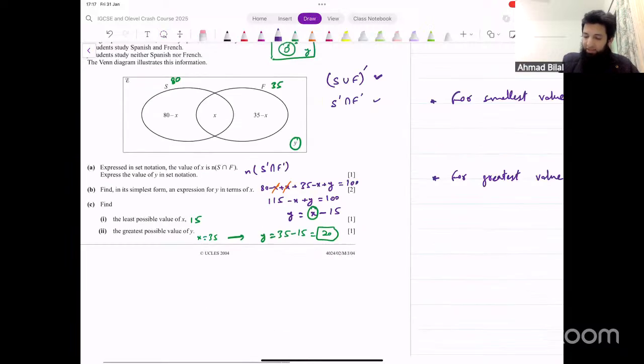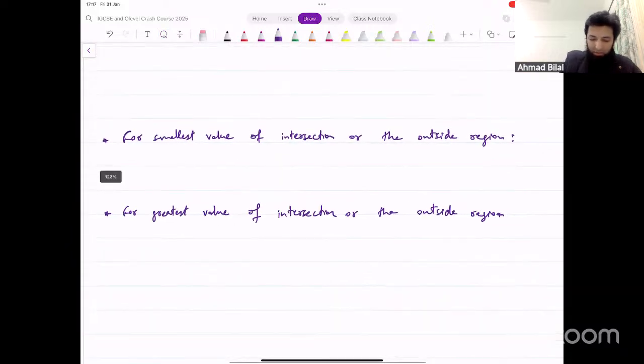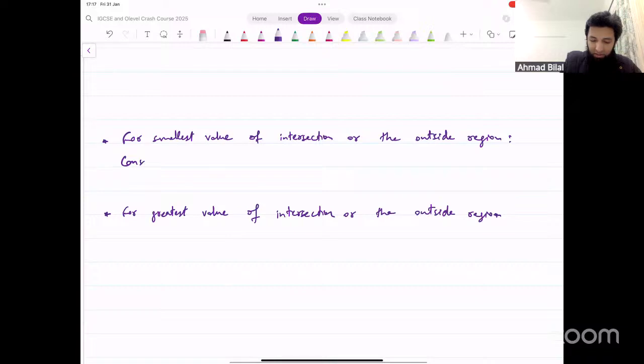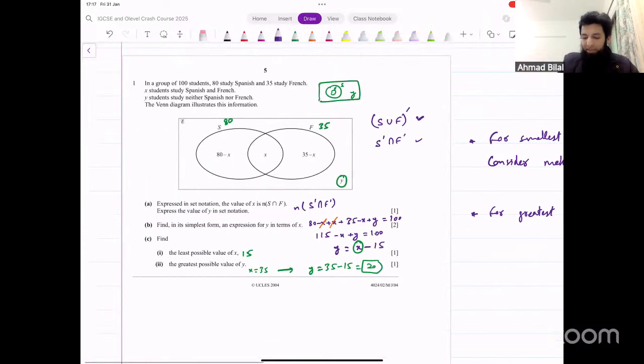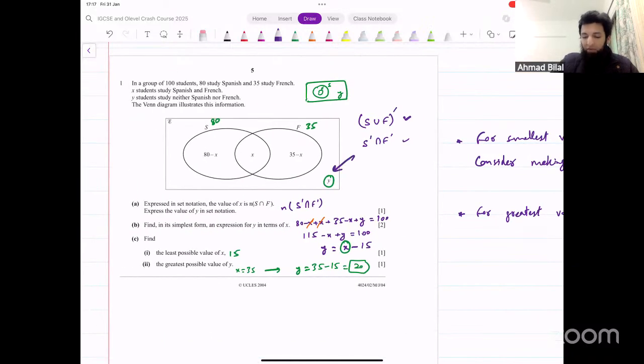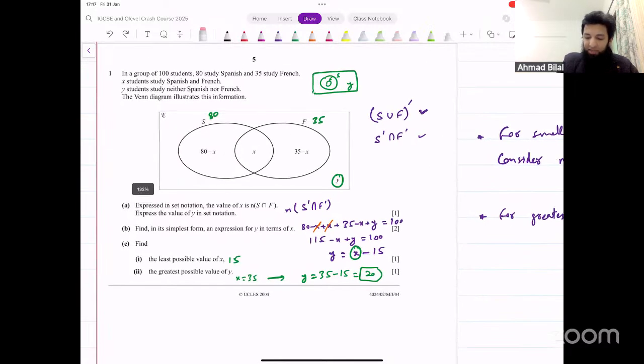For the first case, you would consider making the outside part 0. Okay. So in this case, consider making y equal to 0. That's what we did in the first part, that the region that is outside, that should be 0.